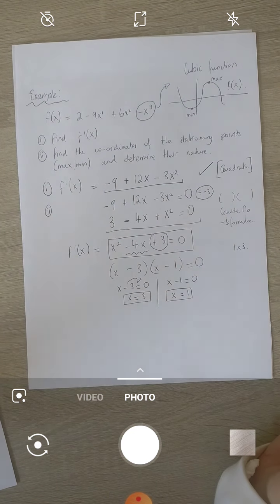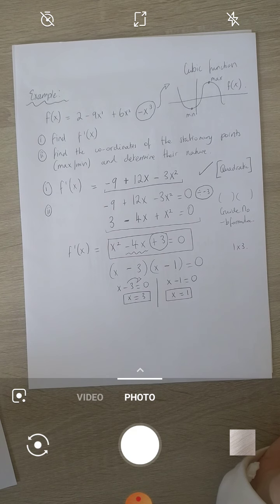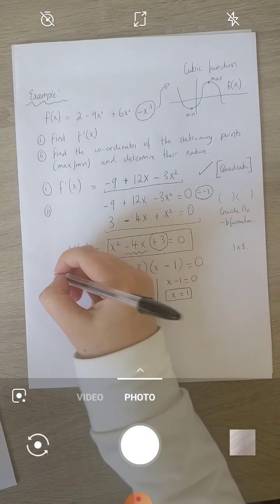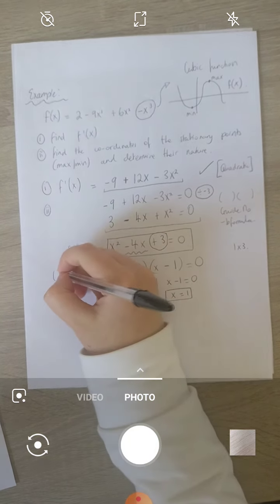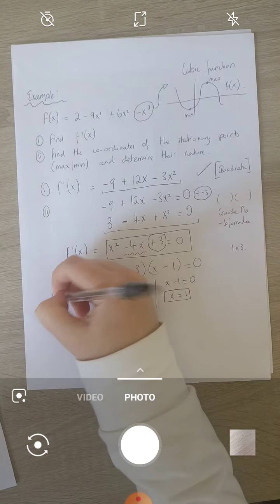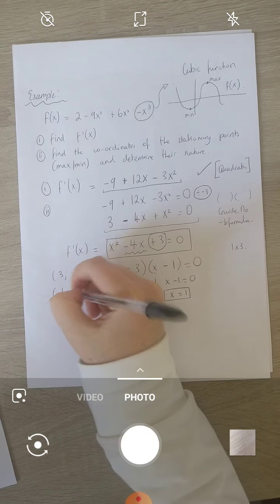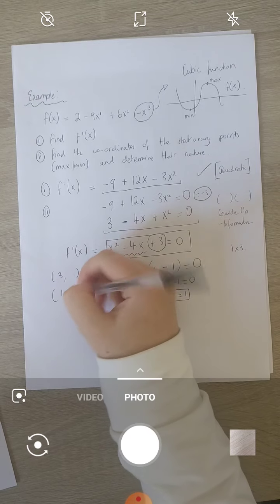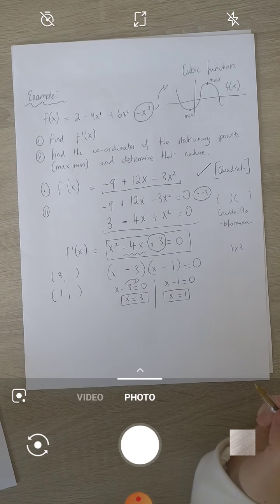Okay, so what we're picturing here is that we have 2 points, a maximum and a minimum point. And at the moment, we only have the x values. So the x values are like 3 something and the other x value is 1 something. So these are going to be our maximum and minimum points.